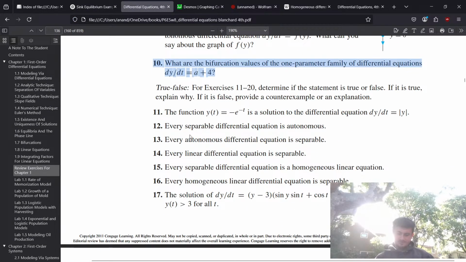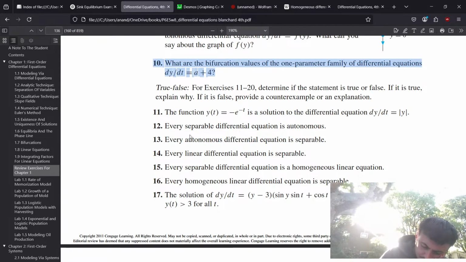Okay, let's do some true false. Hell yeah, I love true false. Okay, 11. Y of t equal to minus e to the minus t. Solution to. Okay, so.